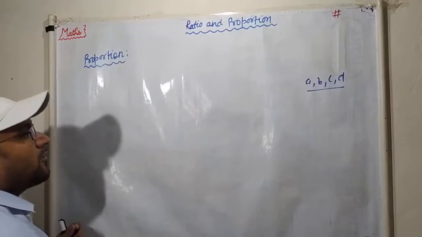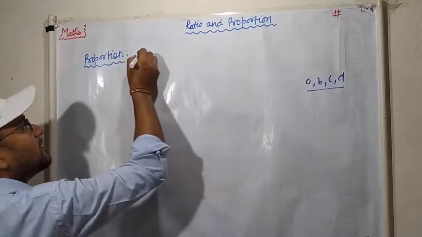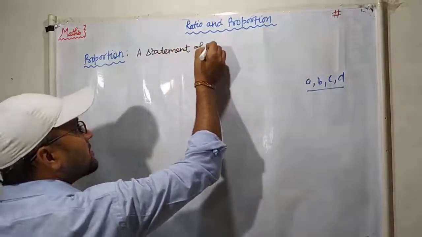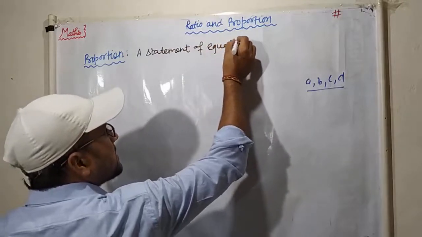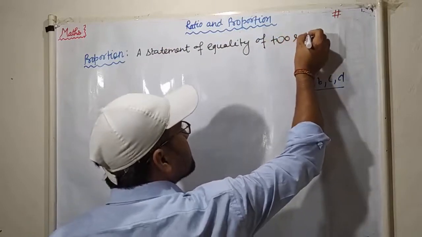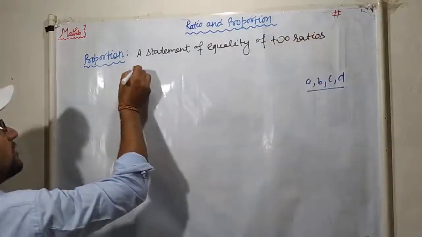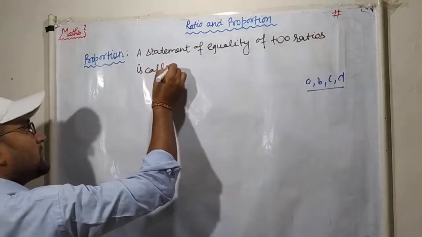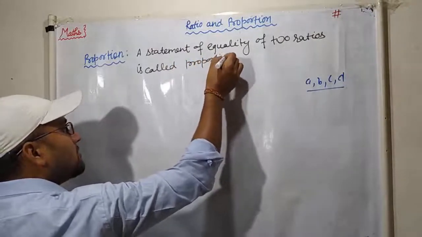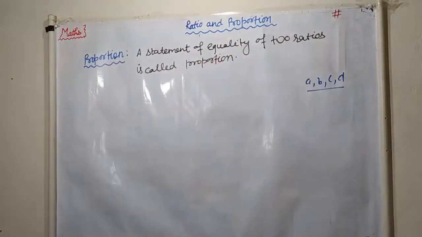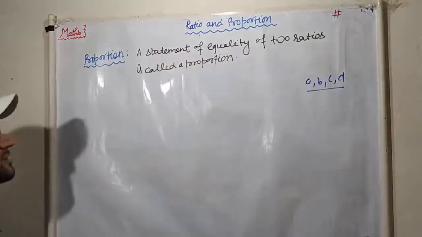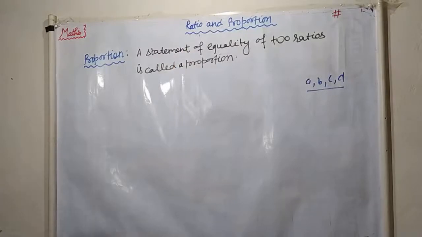Or simply, a statement of equality of two ratios is called a proportion. Students, a statement of equality of two ratios is called a proportion.